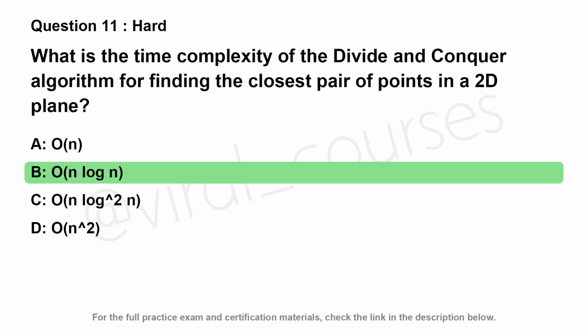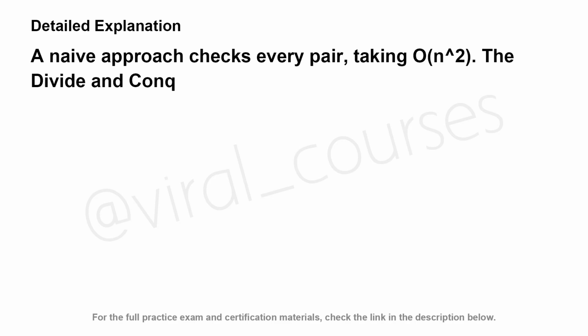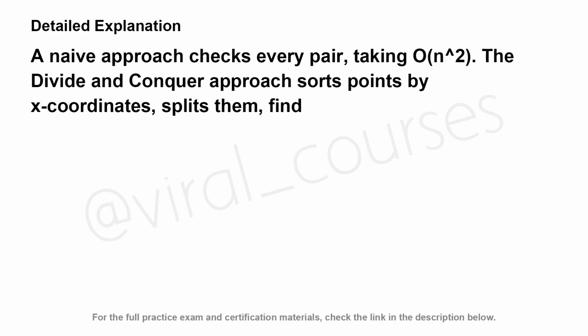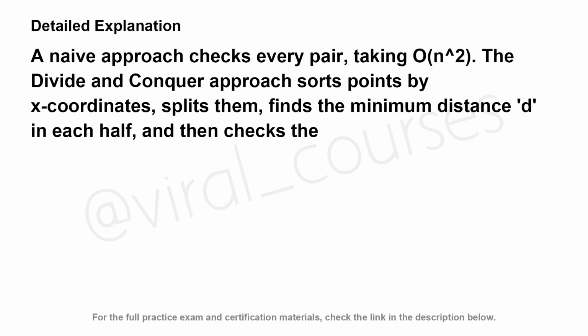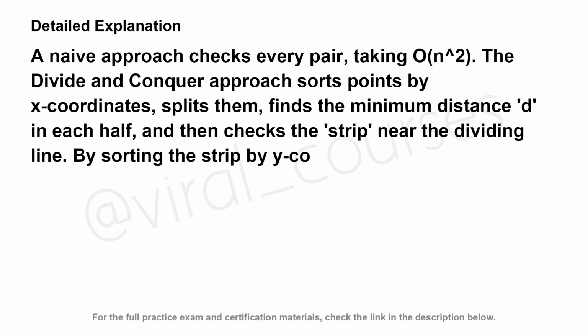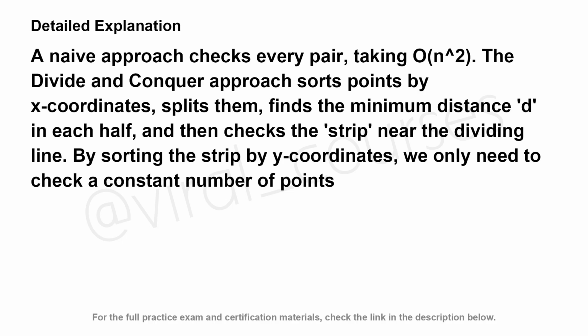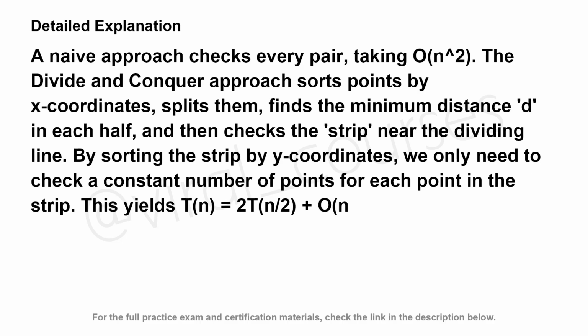The correct answer is B. A naive approach checks every pair, taking O(n^2). The divide and conquer approach sorts points by x coordinates, splits them, finds the minimum distance d in each half, and then checks the strip near the dividing line. By sorting the strip by y coordinates, we only need to check a constant number of points for each point in the strip. This yields T(n) = 2T(n/2) + O(n), which is O(n log n).